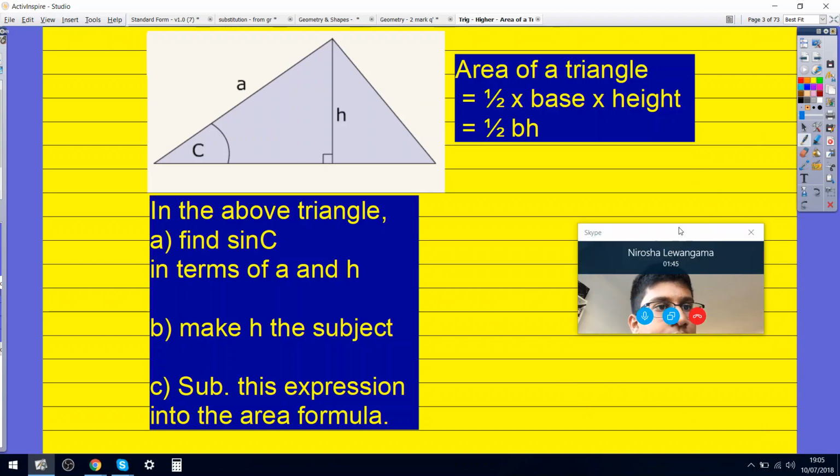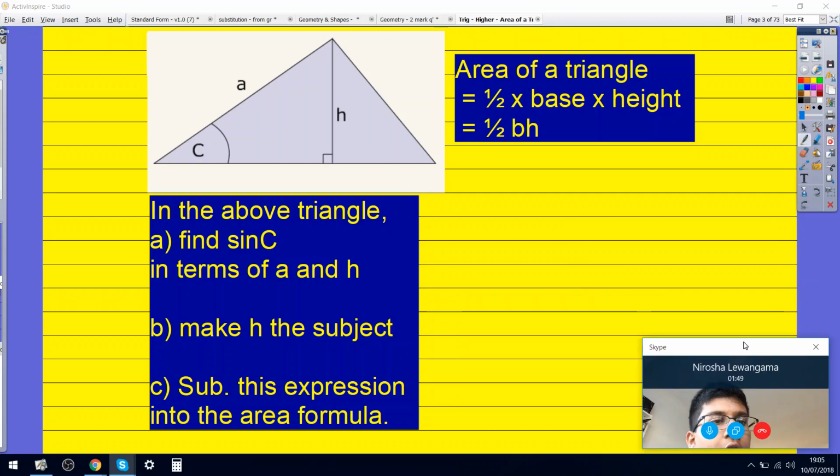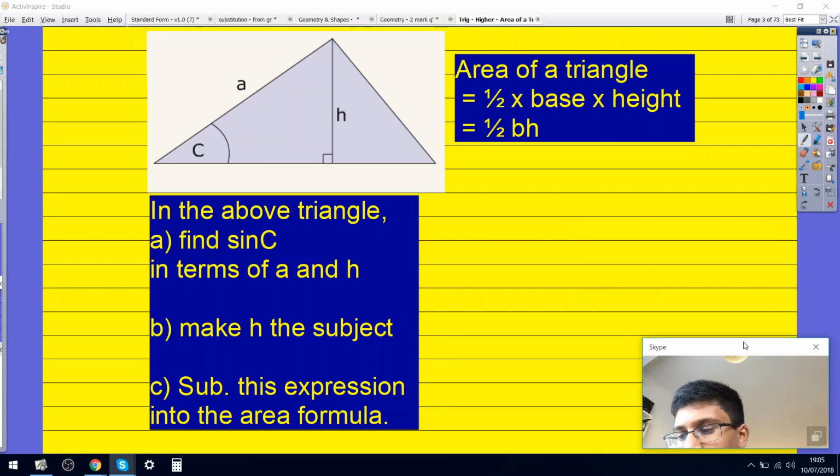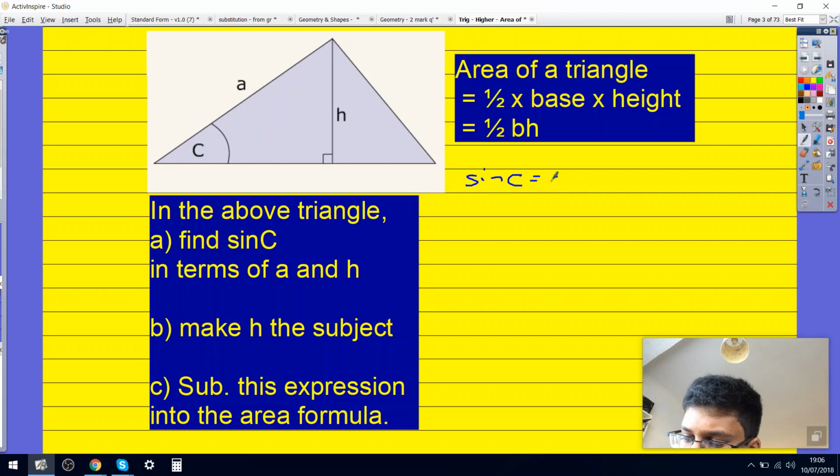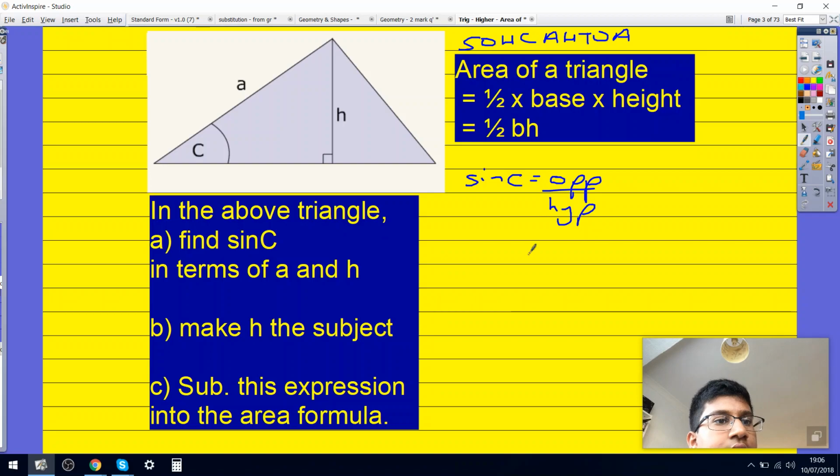Find sine C in terms of A and H. So this is trigonometry. Using SOHCAHTOA, sine is the opposite over the hypotenuse. Here the opposite is h, and the hypotenuse is a. So sine C is h over a.